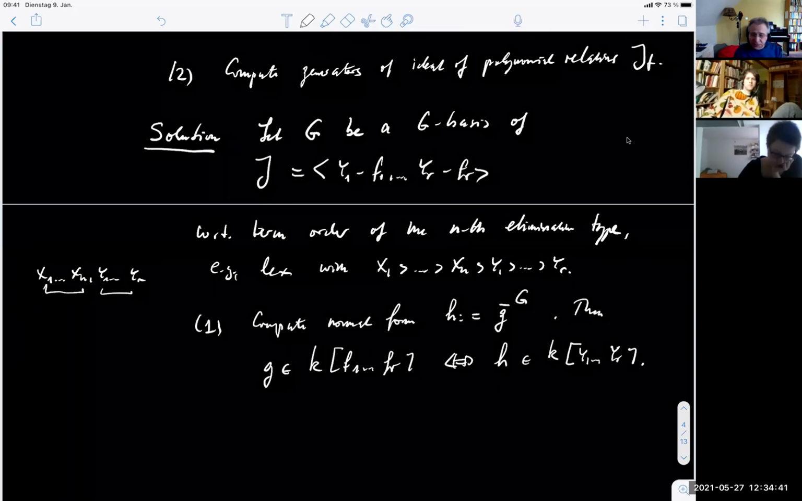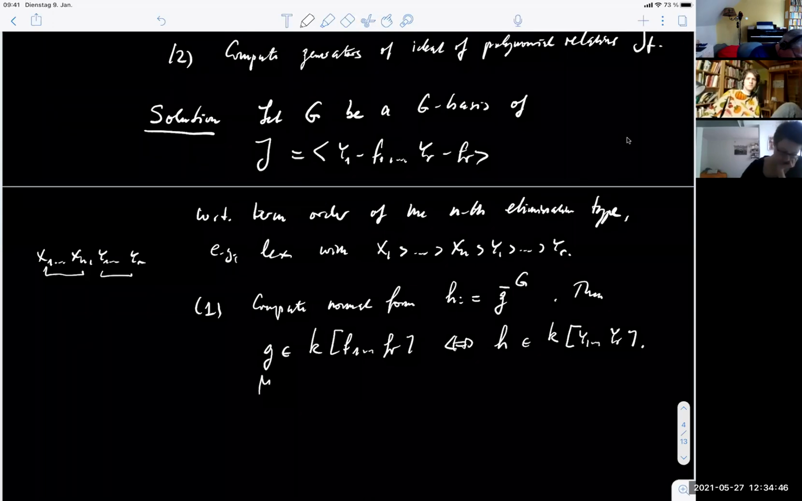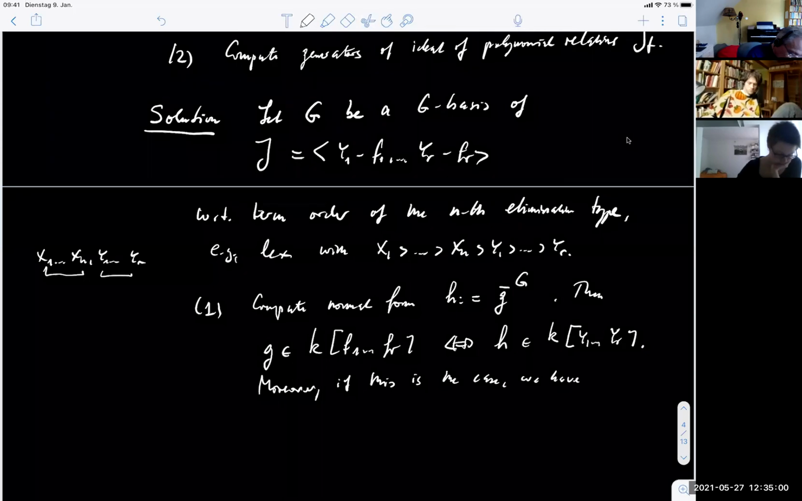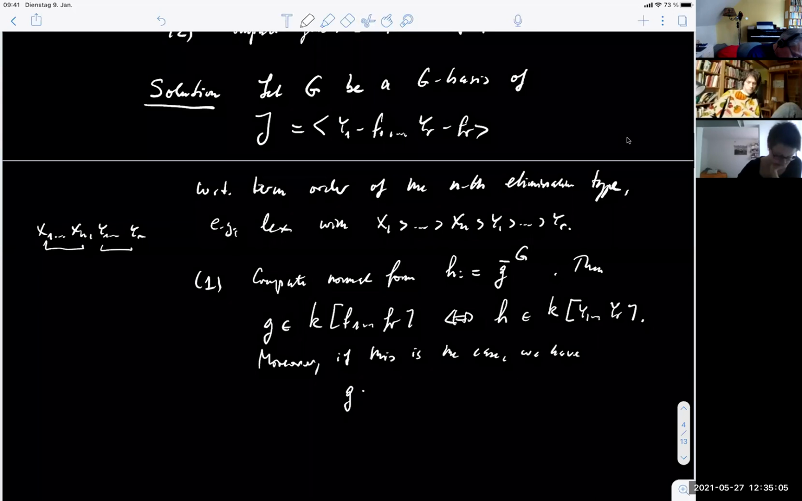Okay. So this is not immediately clear, I think. I will prove it. Moreover, if this is the case, I have my relation, namely the H I computed is the relation. So we really have G equals H, substitute TTFs. So task one is completely solved.